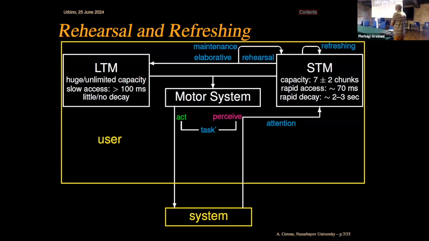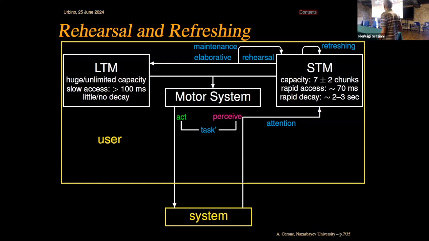Now, if you want to transfer information to long-term memory, there are more effective ways than just maintenance rehearsal. It's not clear to which extent maintenance rehearsal allows the transfer of information from short-term memory to long-term memory. But what does the job in a better way is called elaborative rehearsal.